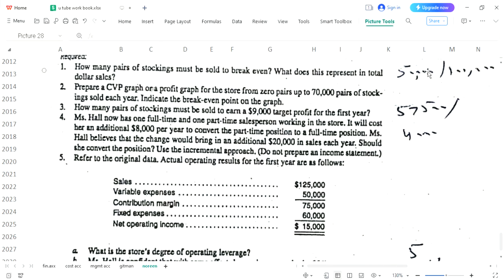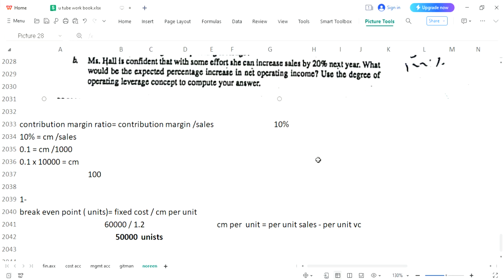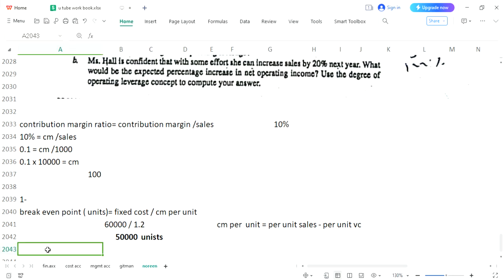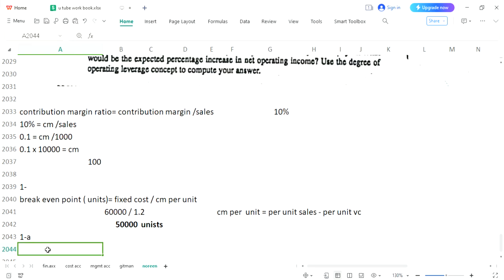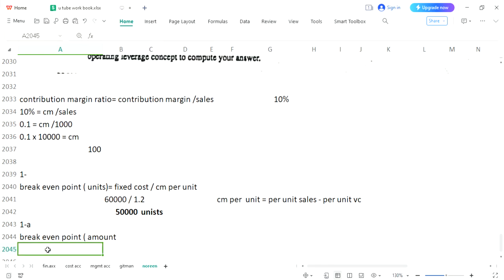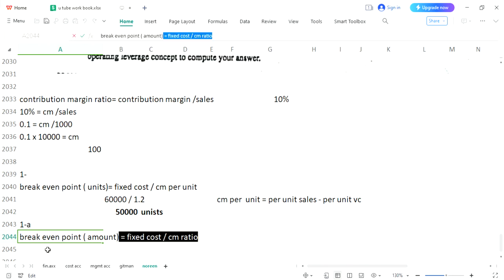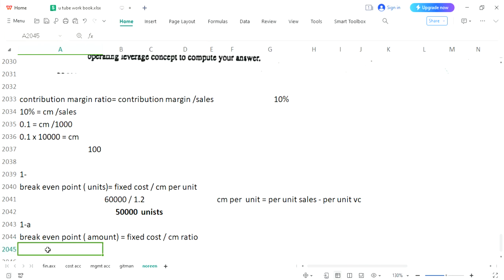Okay, now we will be calculating break-even sales. This is part 1A, and what we are going to do is calculate the break-even point, but in terms of dollars or amount. And how do we calculate break-even point in terms of amount? Fixed cost divided by CM ratio. So here, fixed cost divided by CM ratio.